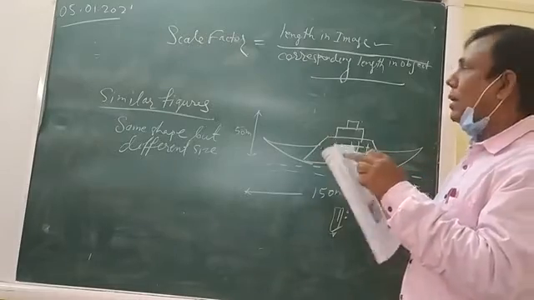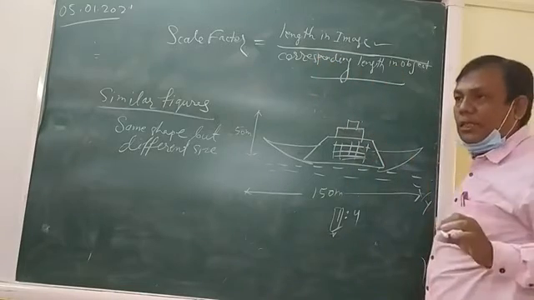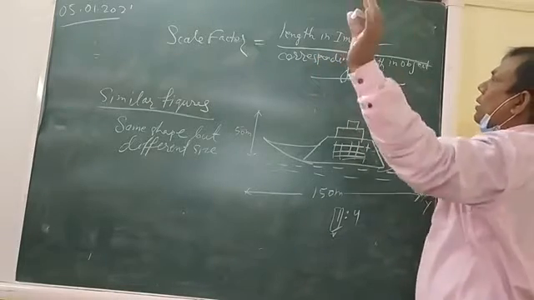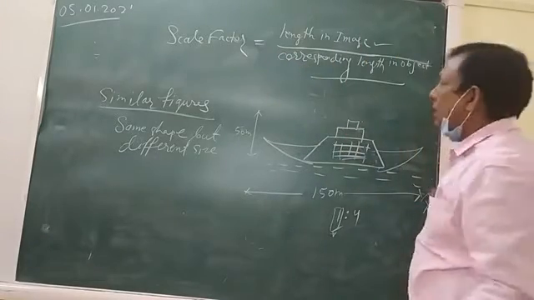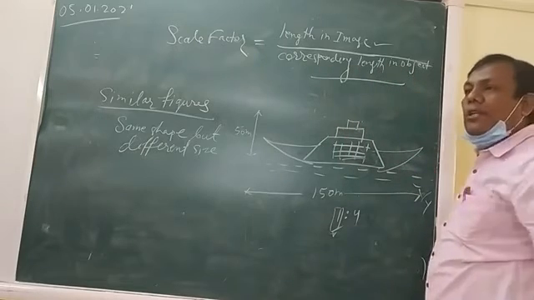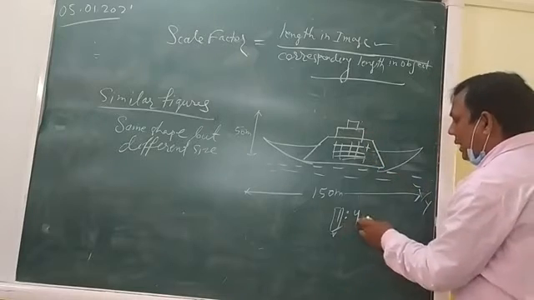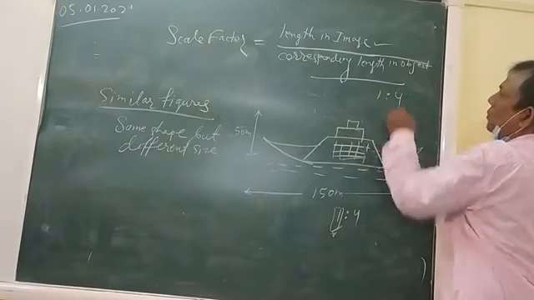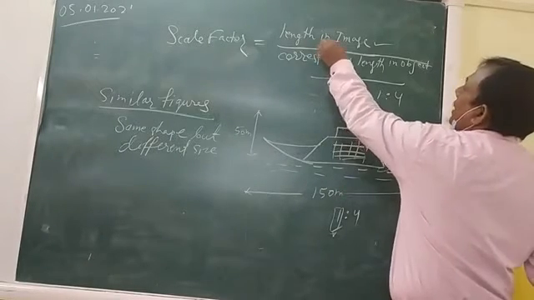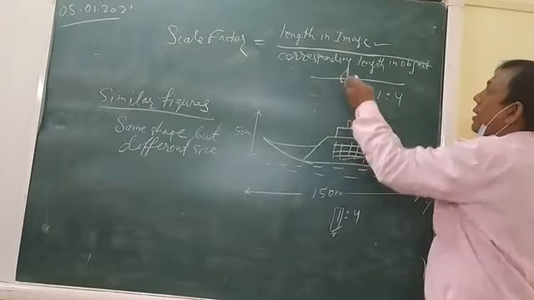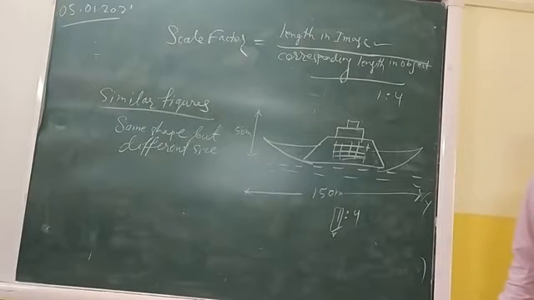Scale factor is the length in the image divided by the corresponding length in the object. Right? So suppose the length of the image is 4 cm, then what will be the corresponding length of the object? According to the scale. Suppose the scale is given as 1:4. So if the length in the image is 4 cm, the corresponding length will be 4 times 4, just 16 cm. Got it or not? Yes.